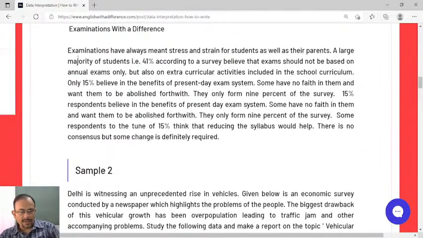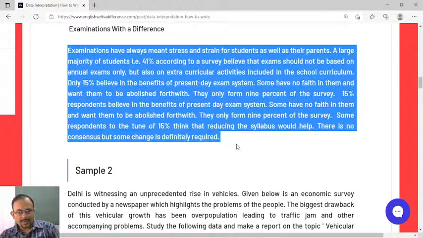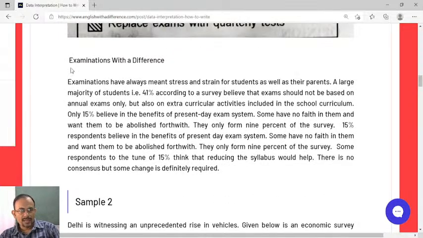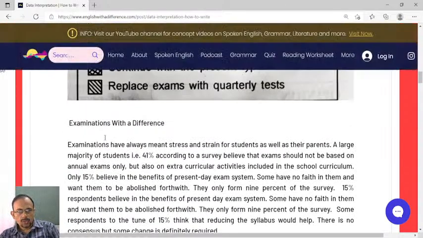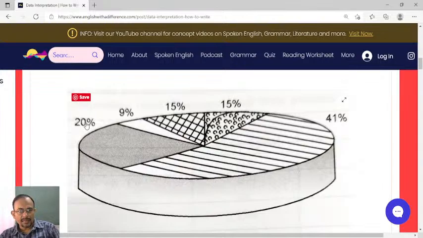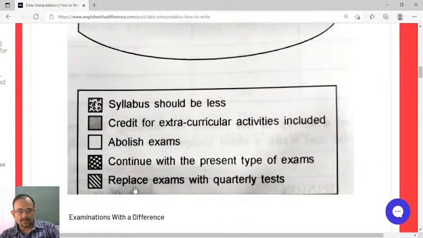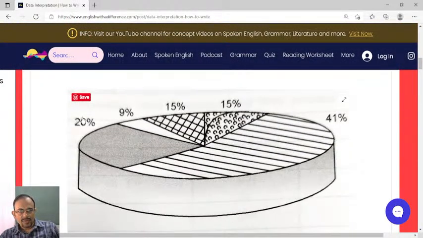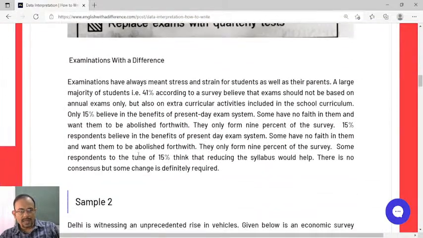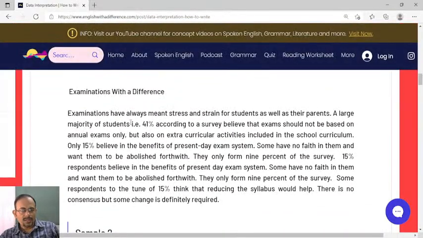Even though here I haven't made different paragraphs, in the test you make different paragraphs: first paragraph for introduction, second paragraph analysis, third paragraph your conclusion. You will see it is all about syllabus, exam, all this, in the same category. You can see here the percentage of students whose opinion has been mentioned. In the data you see here, examinations have always meant stress and strain for students as well as their parents. So this is the introduction part.